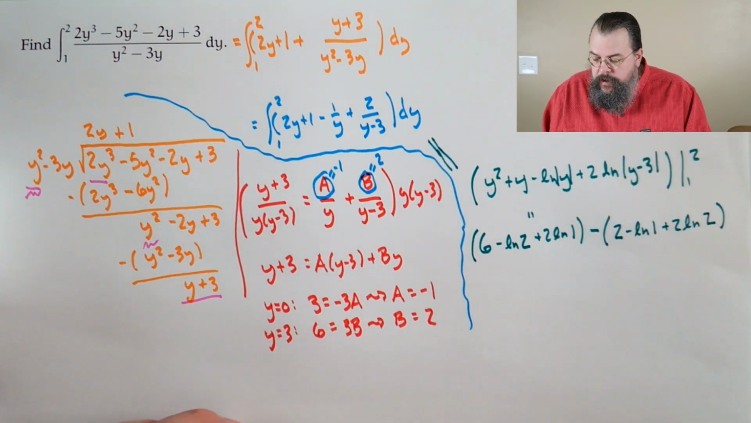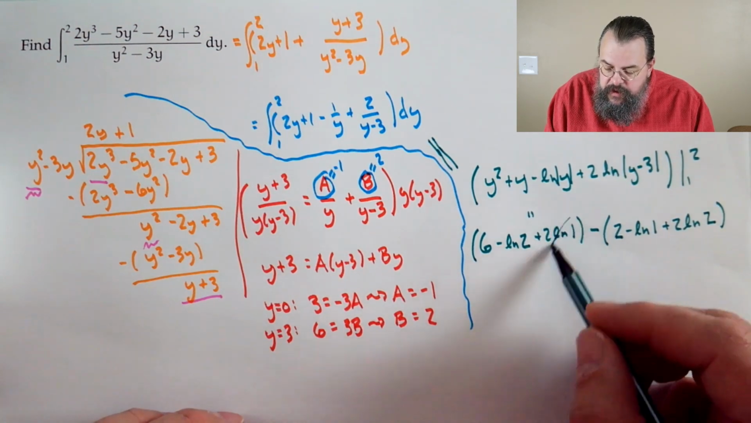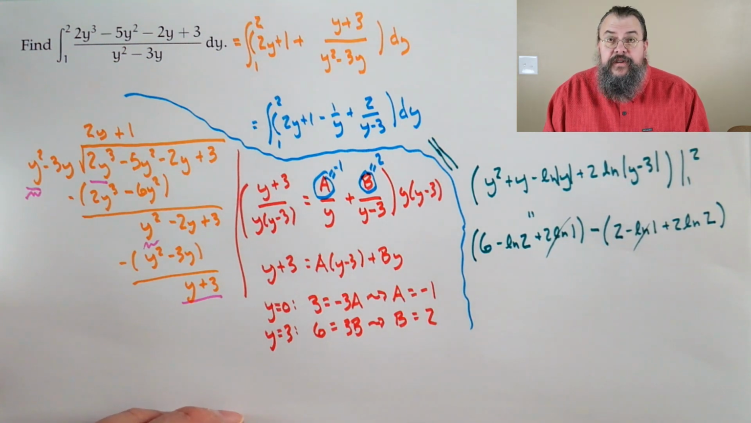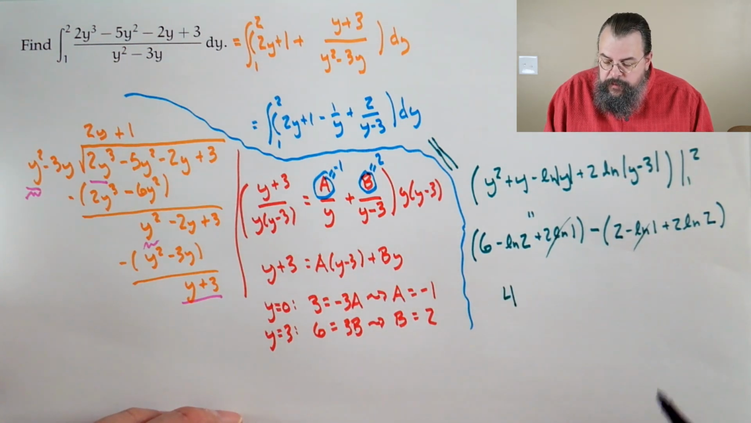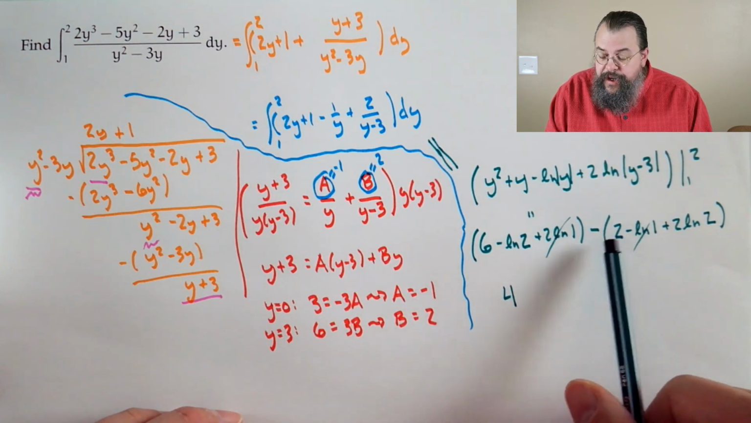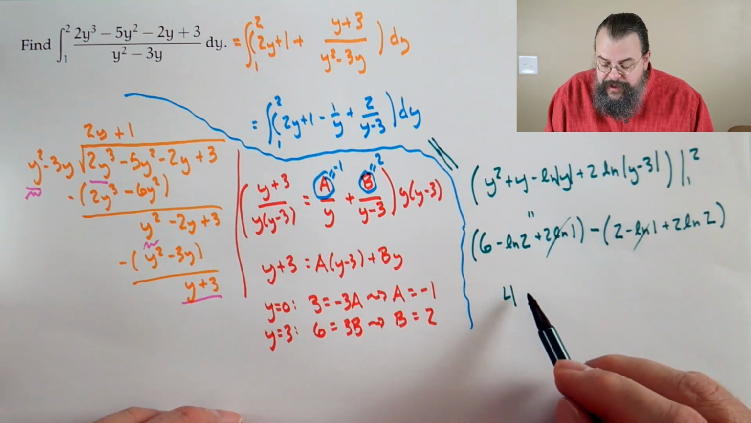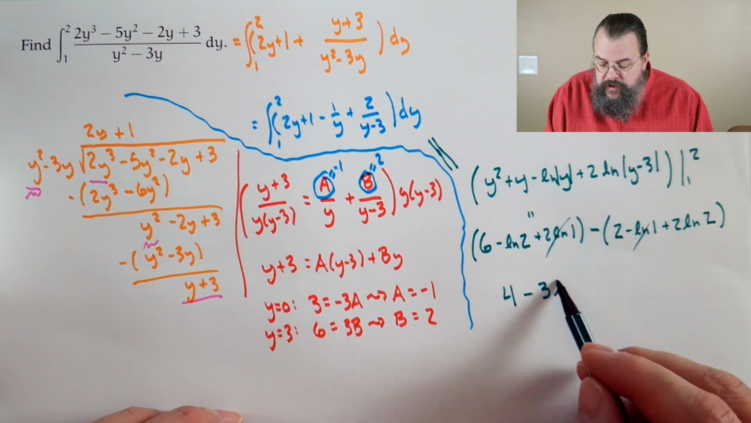And now, well, we're pretty much done. We see the log of 1s drop out because they're 0. 6 minus 2 is 4. Then we have a minus log 2 minus 2 log 2. So that would be minus 3 log 2.